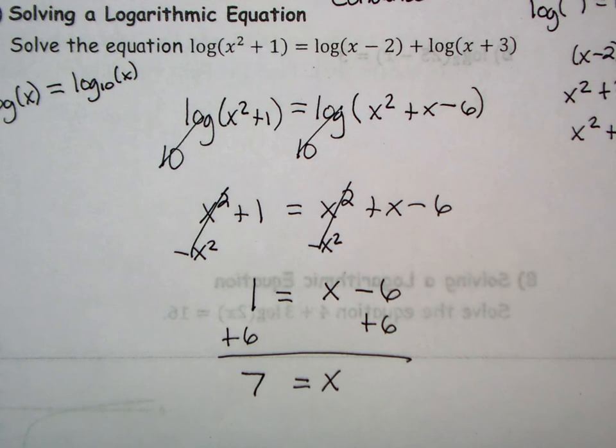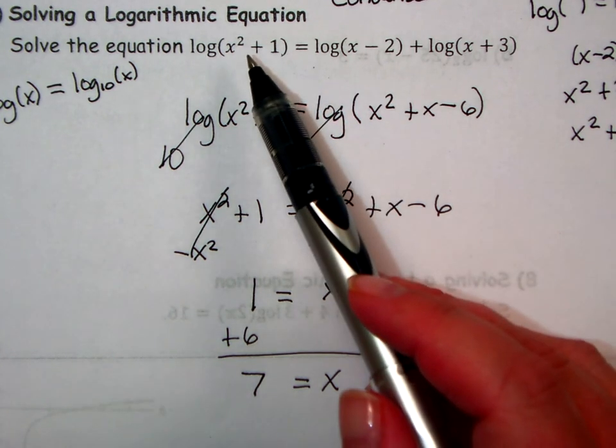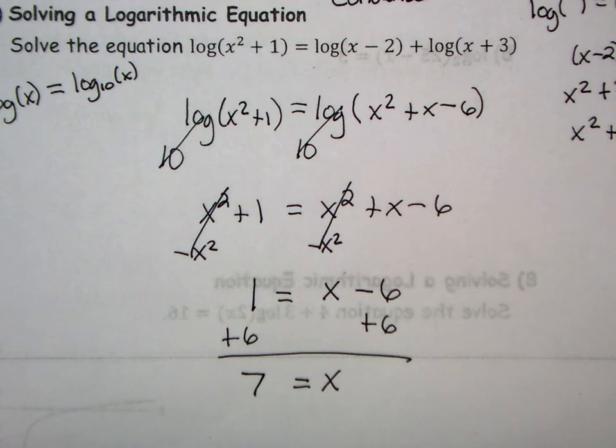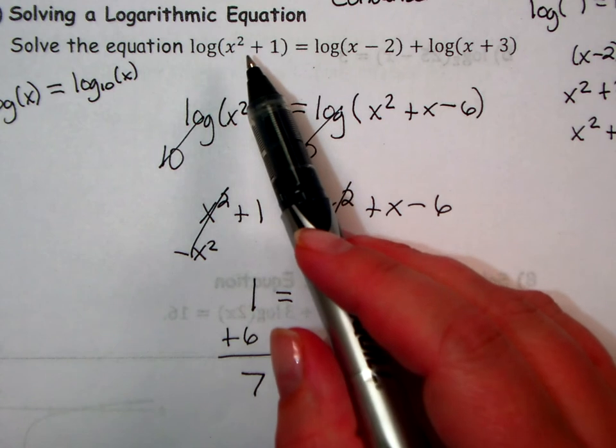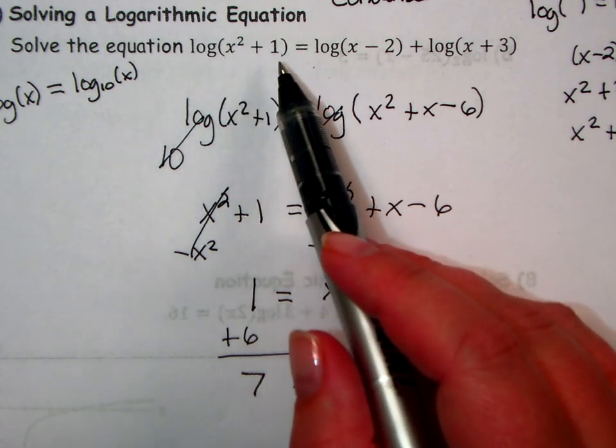Now, with logarithms, there's an extra step. You always want to make sure that your answer is in the domain, because remember, we can't take a log of a negative number or a 0. So you want to make sure you check this. Take this 7, plug it back into the original equation, and just plug it into the argument. Make sure the argument remains positive.